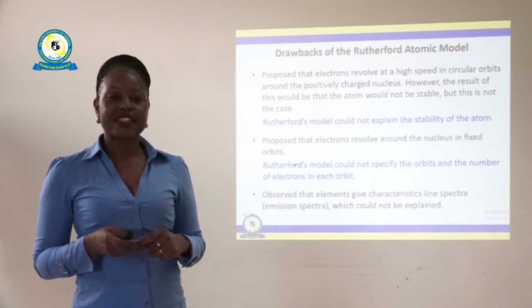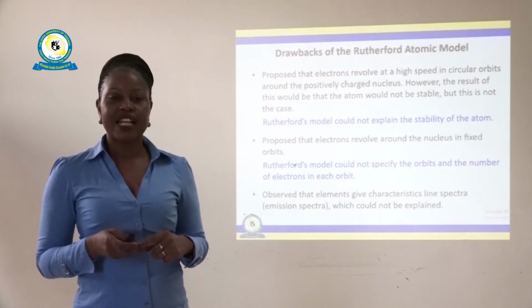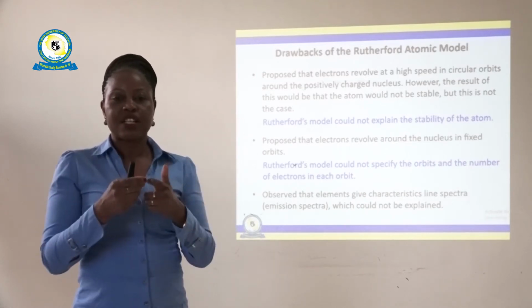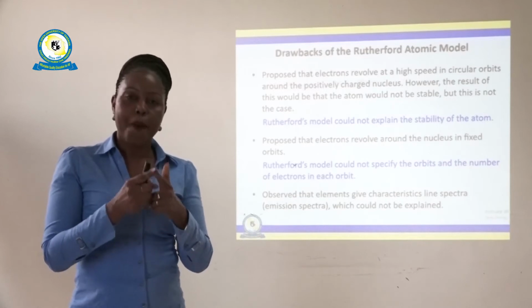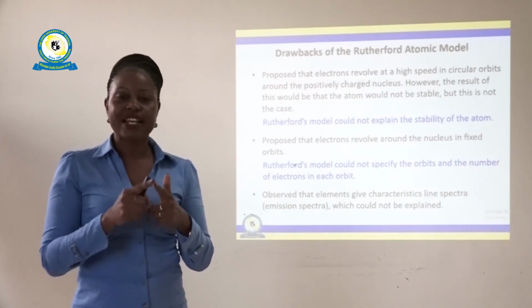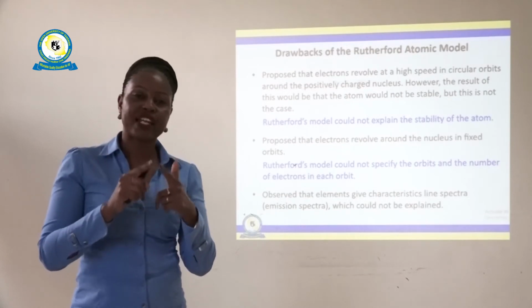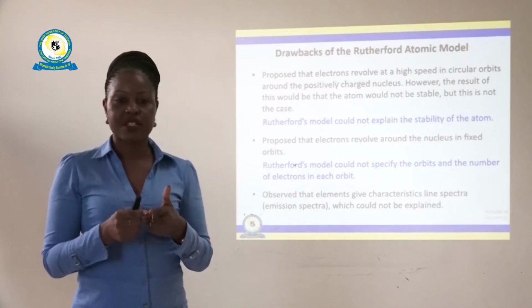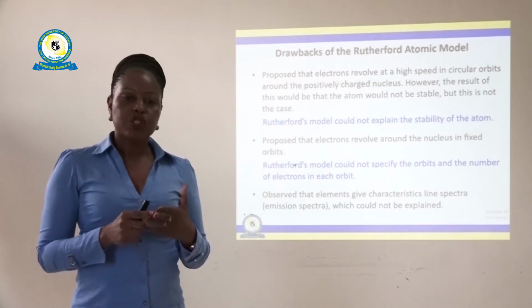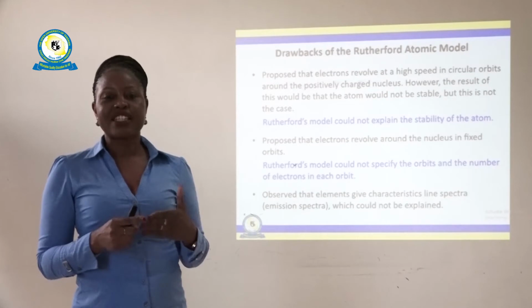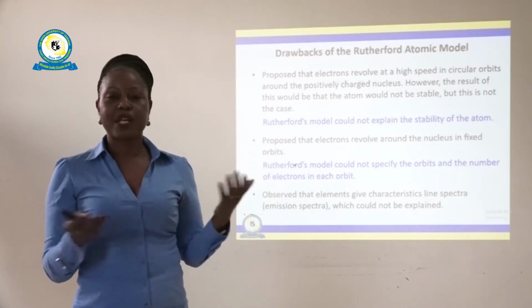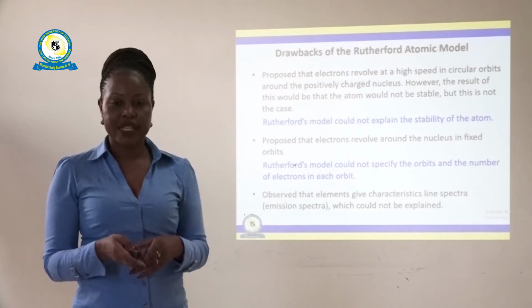Another thing is that the model proposed that electrons revolve around the nucleus in fixed orbits. However, it could not specify the orbits and the number of electrons in each of these orbits. So that was another drawback. Also, it was observed that the elements give some characteristic line spectra, but this line spectra also could not be explained.